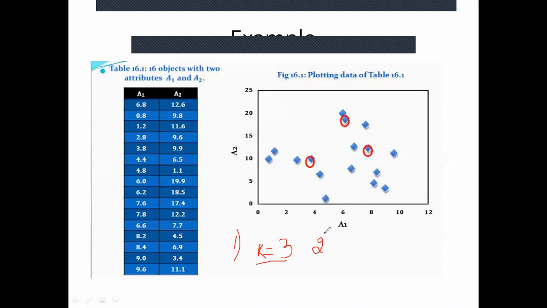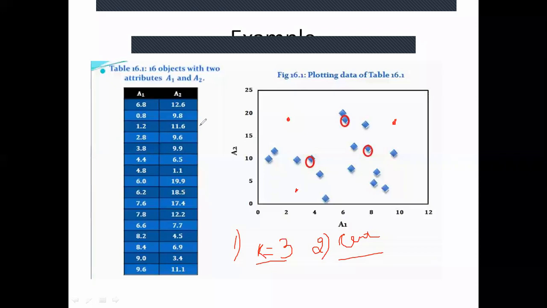Now the second step was that we need to take 3 centroids. I had told you that there are different methods to take the centroid. You can take any 3 data points as the centroid, or you can take any new value within this range, suppose 0 to 12 or 0 to 25. Suppose this is one centroid, this is your second one, and this is your third one.